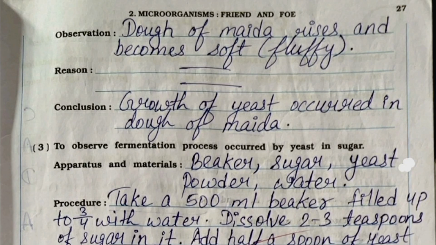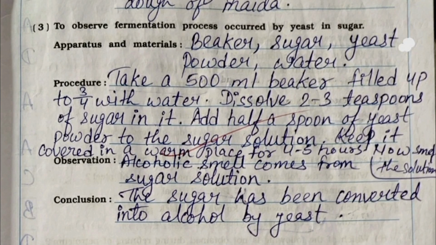The third activity is to observe fermentation process occurred by yeast in sugar. Apparatus and materials are beaker, sugar, yeast powder and water, and the procedure is take a 500 ml beaker filled up to 3/4 with water, dissolve 2-3 teaspoons of sugar in it, add half a spoon of yeast powder to the sugar solution, keep it covered in a warm place for 4 to 5 hours. Now smell the solution. Observation: alcoholic smell comes from sugar solution. And the conclusion is the sugar has been converted into alcohol by yeast.